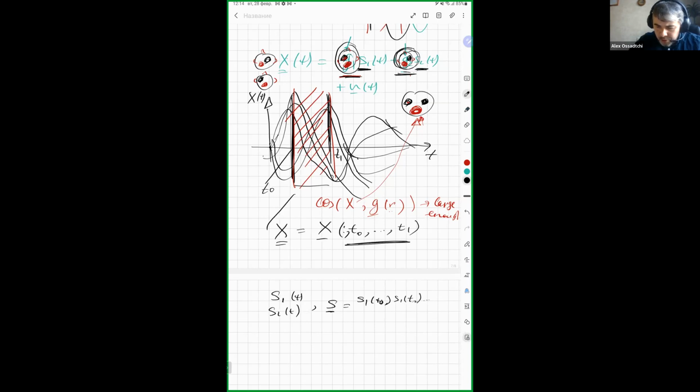Wait, sorry, this is not the right way. So basically, assume that you will have here S1 of T0 to T1, and this is S2 of T0 to T1. T0 and T1 are just two numbers, meaning that you have to take samples of S in this time range. And that's your matrix.